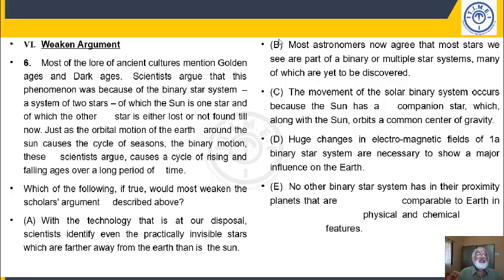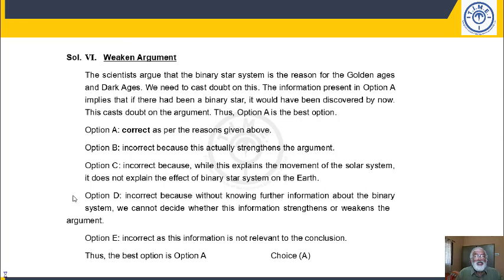What weakens the argument is if there was a star, we would have found it by now, which means in all likelihood there is no such star. Okay, so that would be what weakens the argument. So the scientists argue that the binary star system is the reason for golden ages and dark ages. We need to cast doubt on this. The information is present in option A, which implies that if there had been a star, it would have been discovered by now. This casts doubt on the argument. Okay, thus option A is the best option.